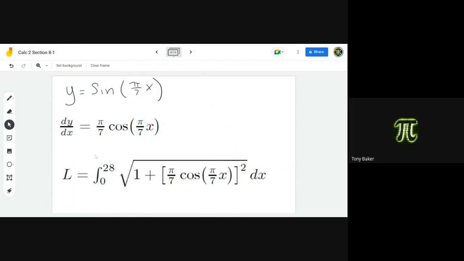We're going from 0 to 28, and that's my equation. This cannot be done. You would use a computer to figure this one out. You would just type this one into Desmos and get the answer. So your answer ends up being approximately 29 inches long. Okay, that's good. So that's how long I'd order the sheet metal for.